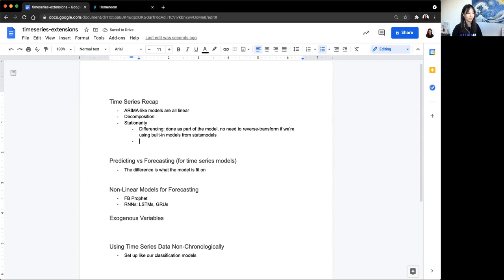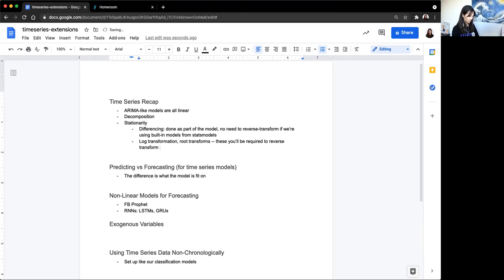Other methods of achieving stationarity include log transforms and root transforms. However, the downside is that you will be required to reverse transform. Whatever your model outputs would be a logged version of price or a root transform of the price, so you would have to reverse that to get your actual predictions. Cool. So those are the main parts of time series that we talked about.